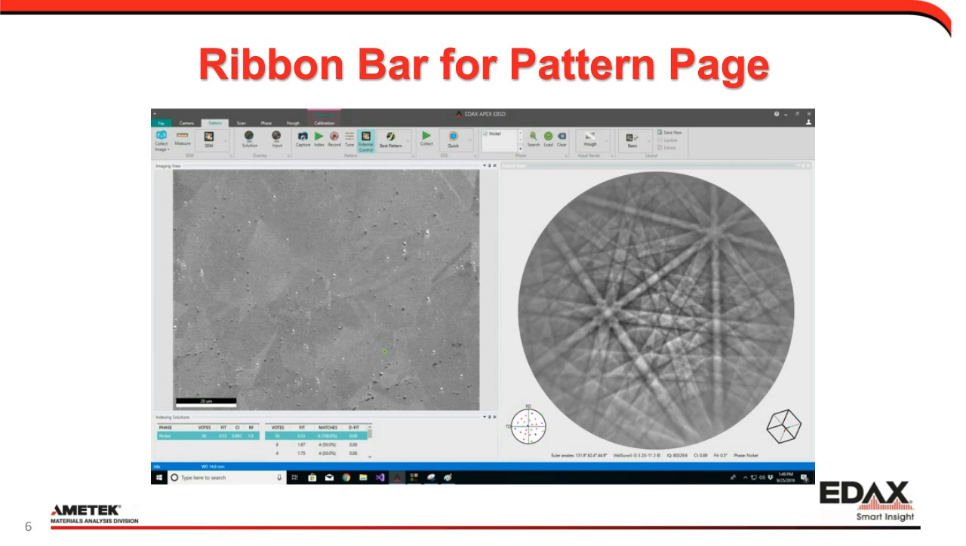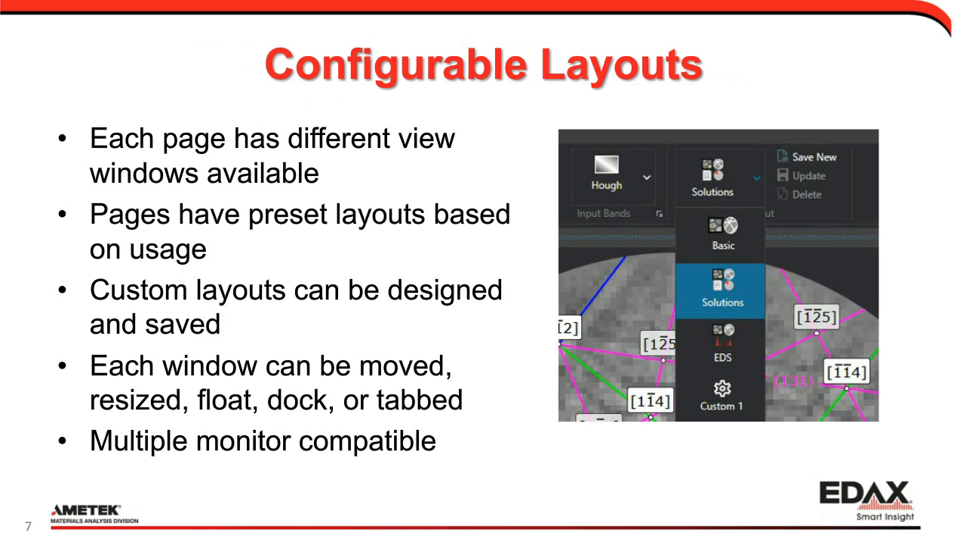But one of the key fundamental features of the program is that this is all configurable. So each page has a variety of different view windows that are available. So in the previous example, we could see we had a pattern window view and we had an SEM image view. Each page has a number of preset layouts that bring up certain view windows. So in this example here, you can see there's what we'd call a basic view. We have a solutions-focused view, an EDS-specific view, and then you can also see we can save custom layouts.